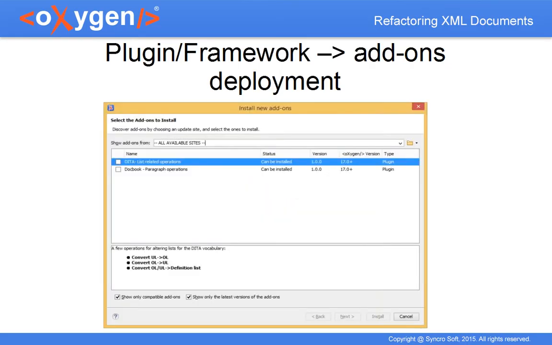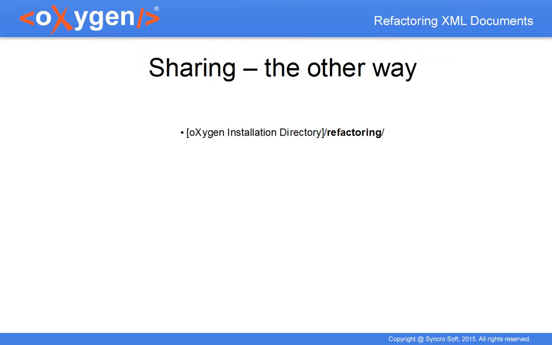And last but not least, there is a predefined directory in an oXygen installation which is also called refactoring, and if you drop your actions in this directory, they will also be automatically discovered.